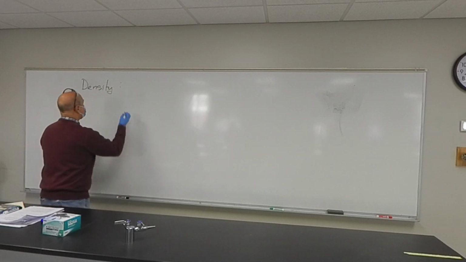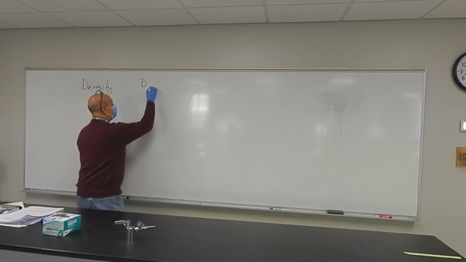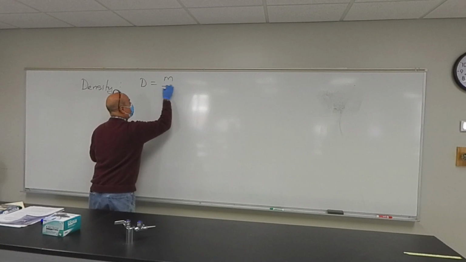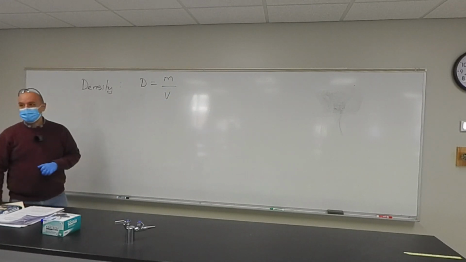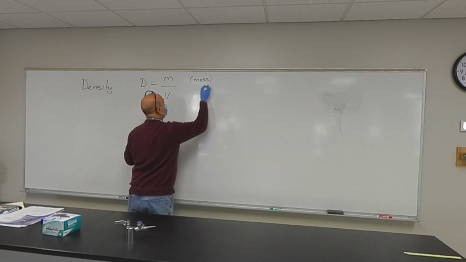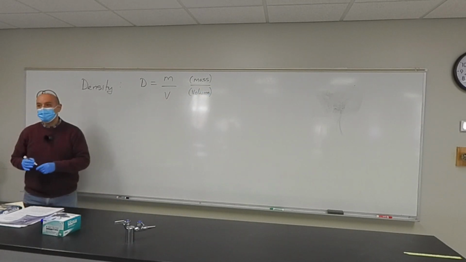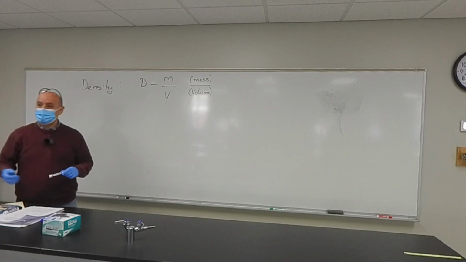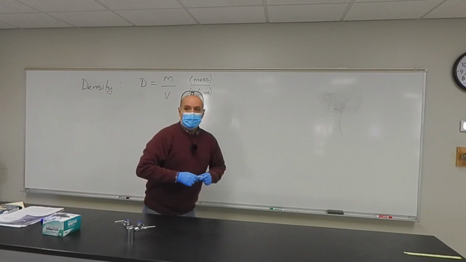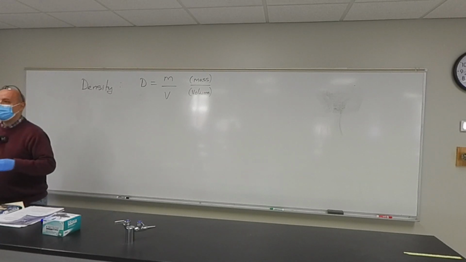And density is abbreviated as D, at least in this class, capital D, and defined as a ratio of mass to volume. Now, as you can imagine, the units of mass can be pounds, can be kilograms, can be grams, and the units of volume can be milliliters, can be ounces, can be gallons.